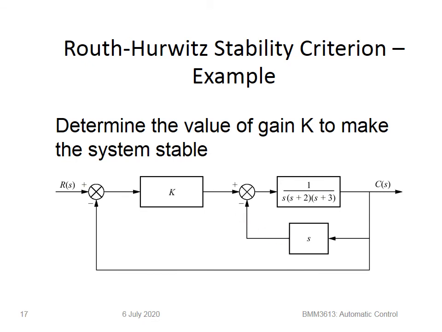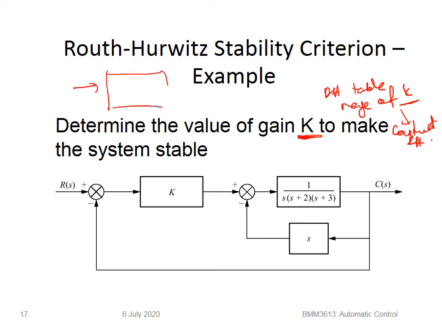So in this example, let me take my pen first. What do we need to do? So by now what it says is determine the value of k to make the system stable. And we know that in the Routh-Hurwitz criteria table, we will not have a specific value of k, but a range of k. But in order to have that range of k, we need to construct our Routh-Hurwitz table. In order to construct that table, we know that it takes one single polynomial.